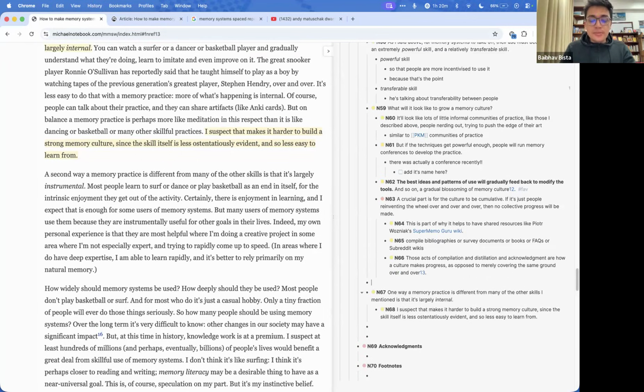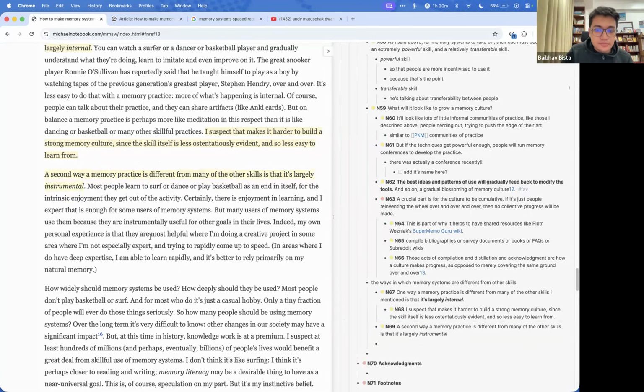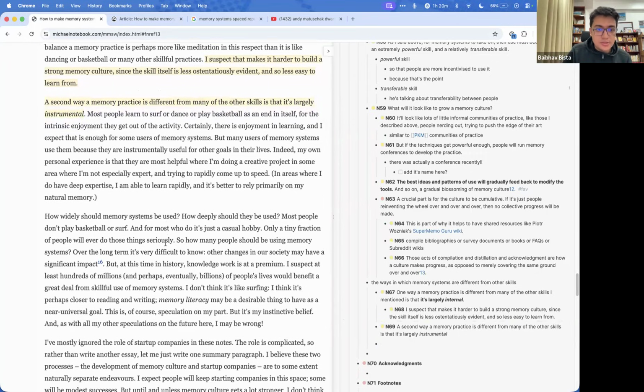Okay, so he's talking about the ways in which memory systems are different from other skills. The first thing is that it's largely internal. By the way, you should never shy away from changing these, because the highlights will still work. The other one is largely instrumental. Not for a different end, it's a means to an end. That's a good point, I guess.